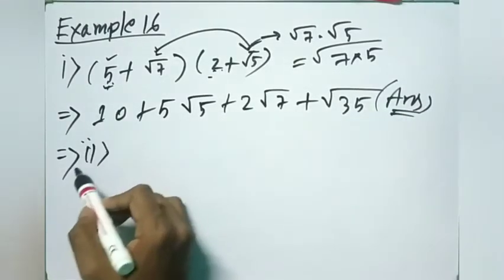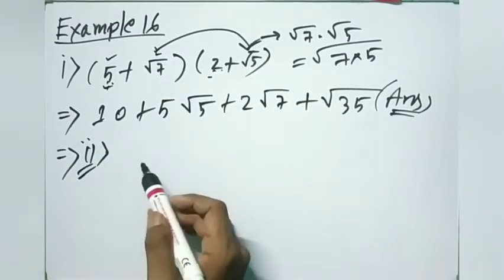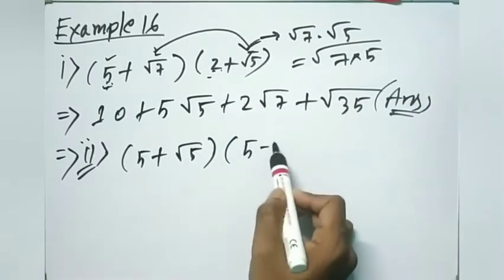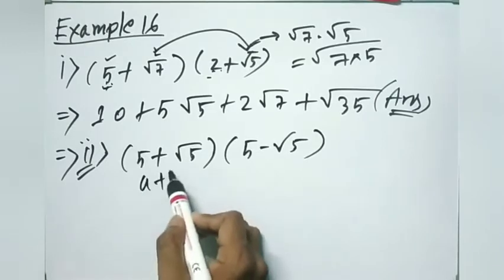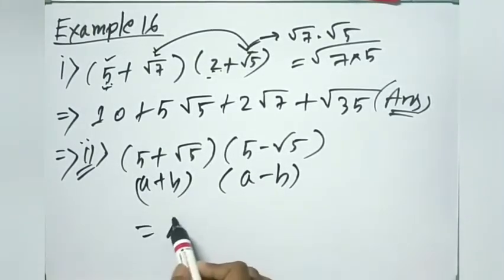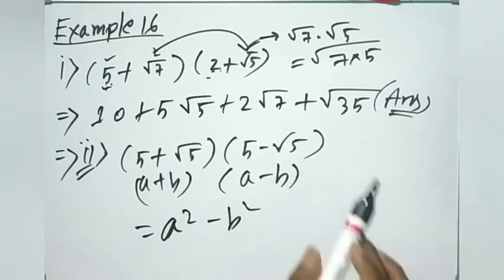Now the second one is 5 plus root 5 and 5 minus root 5. So a plus b here and a minus b, just apply this formula, a square minus b square, and you will get the result.